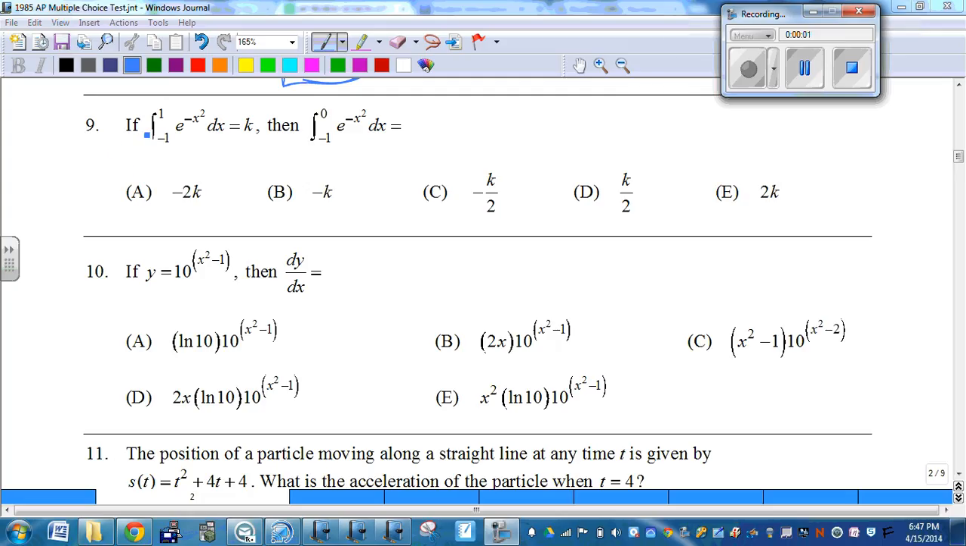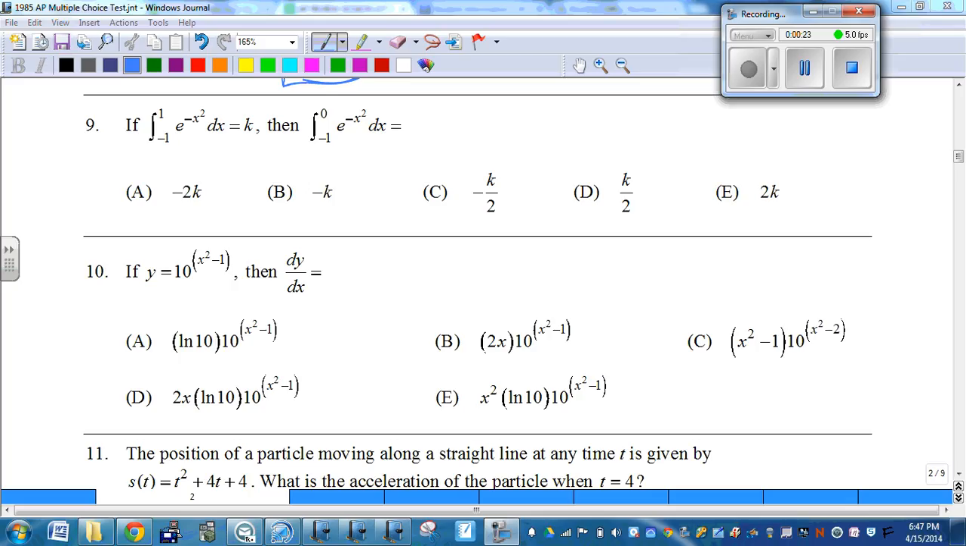For number 9, if the definite integral from -1 to 1 of e to the negative x squared dx equals k, we want to figure out what's the definite integral from -1 to 0 of e to the negative x squared. So this goes back to something we talked about when we started talking about definite integrals and even functions.